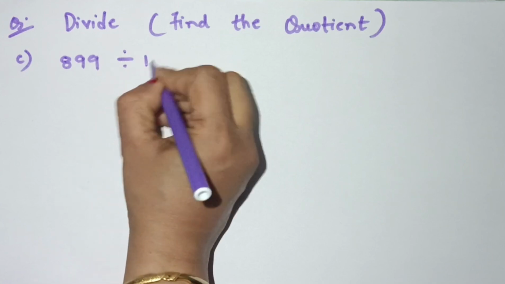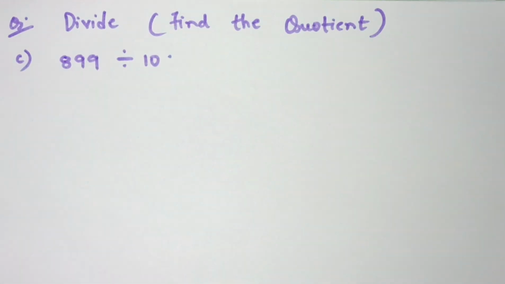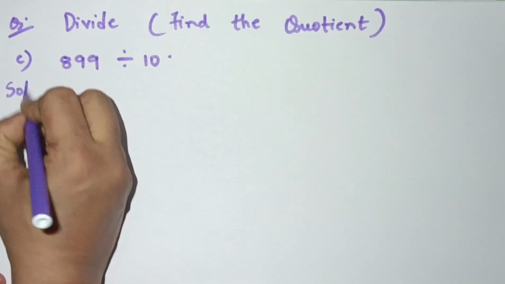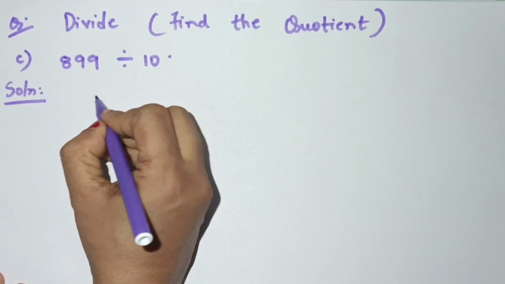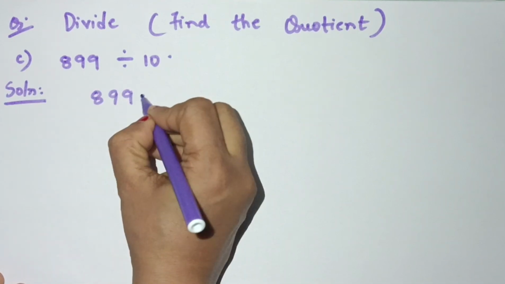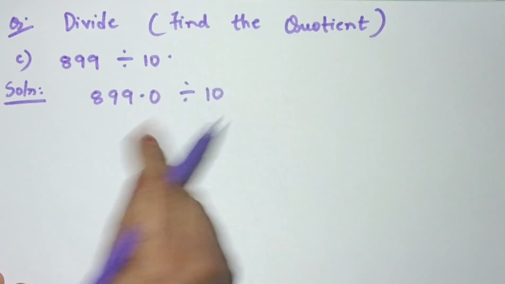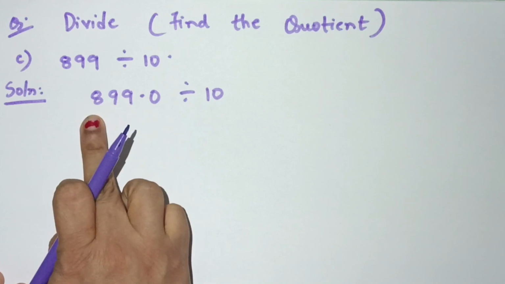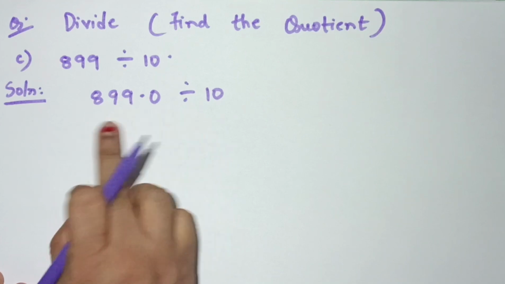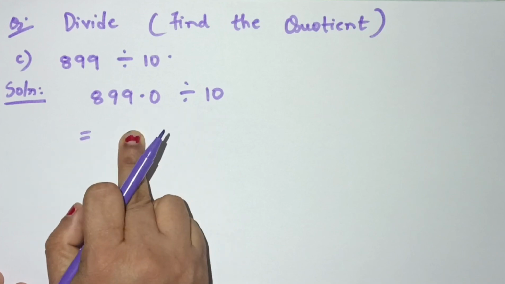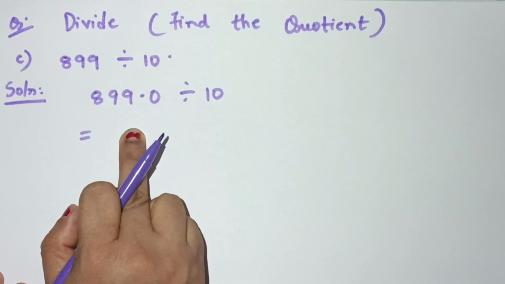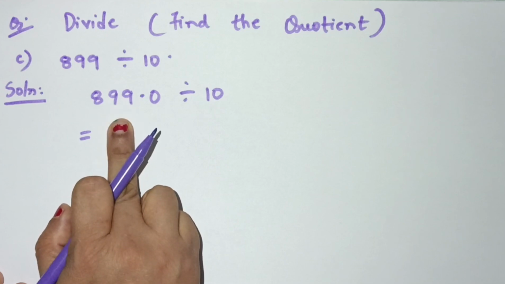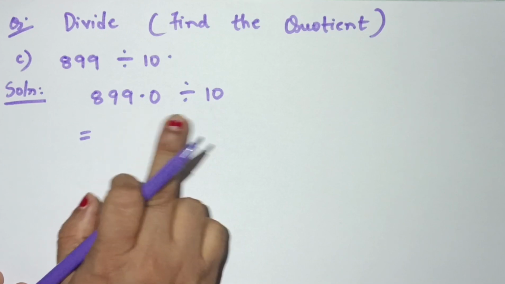899 divided by 10. Now solution. 899.0, because we don't have a fractional part, right? So I have written the question as 899.0. Now we know the points to remember while dividing a decimal by 10, 100 and 1000.